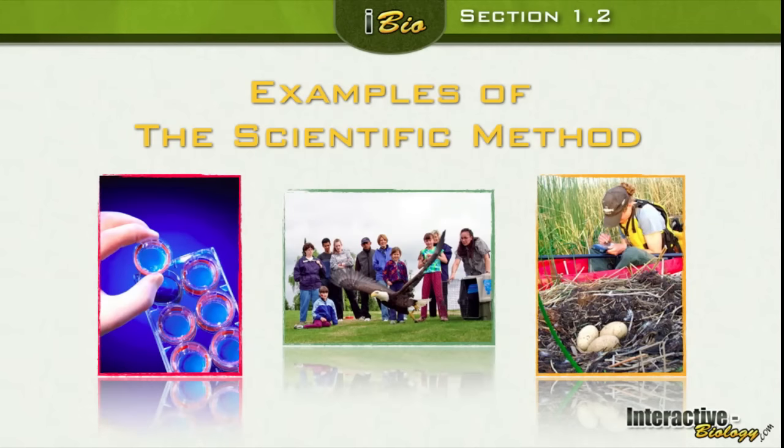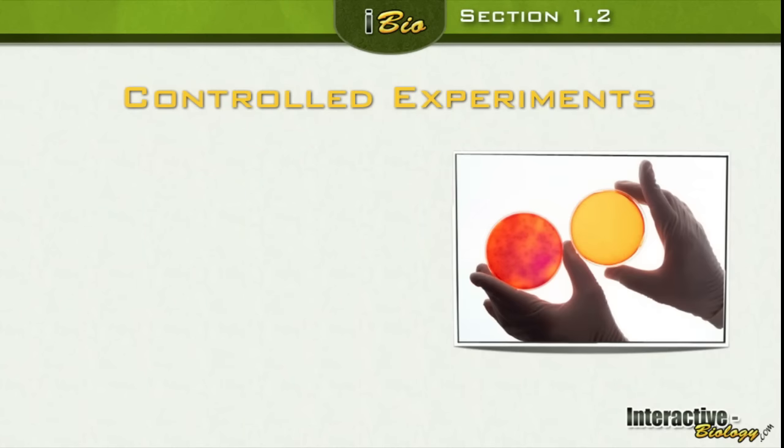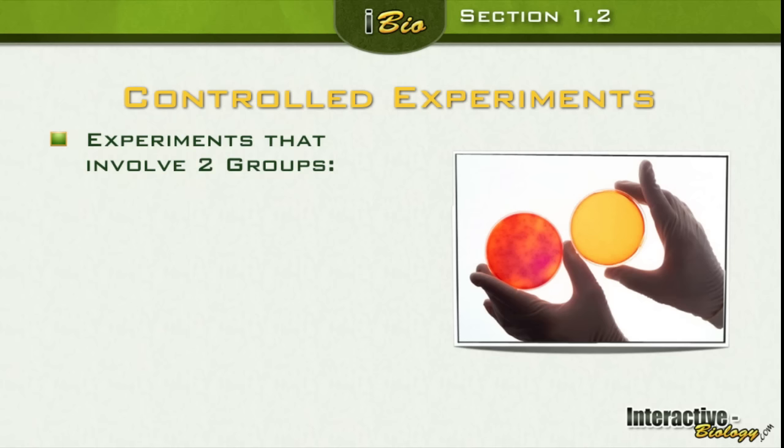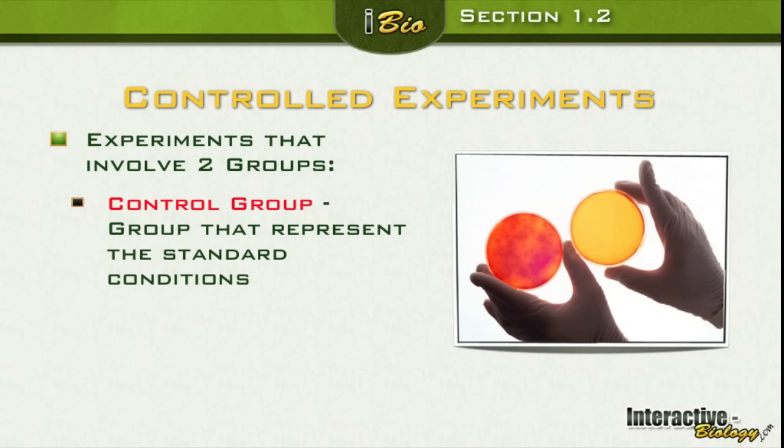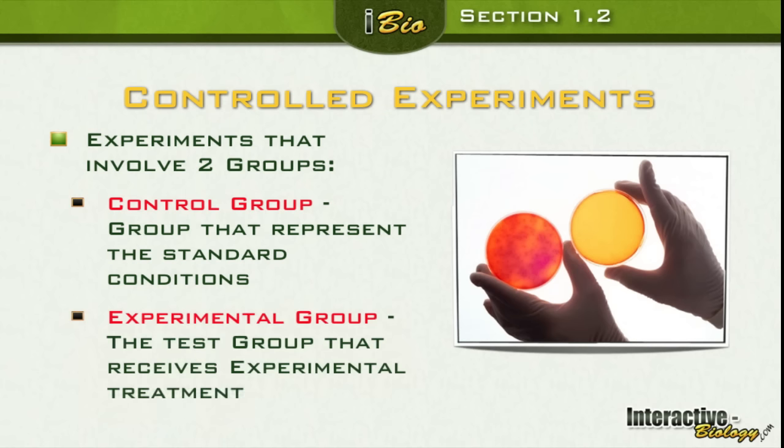We spoke about the scientific method. We spoke about experiments. Now, when we're doing experiments, the best type of experiments to do are what we call controlled experiments. And these are the types of experiments we're going to do in this class. And if you go on to any class, you want to make sure you're doing a controlled experiment. In a controlled experiment, we have two groups. Number one, we have a control group. This is the group that represents the standard condition. It doesn't have anything that we're testing with this group. But then we have an experimental group. And this is the test group that receives experimental treatment.